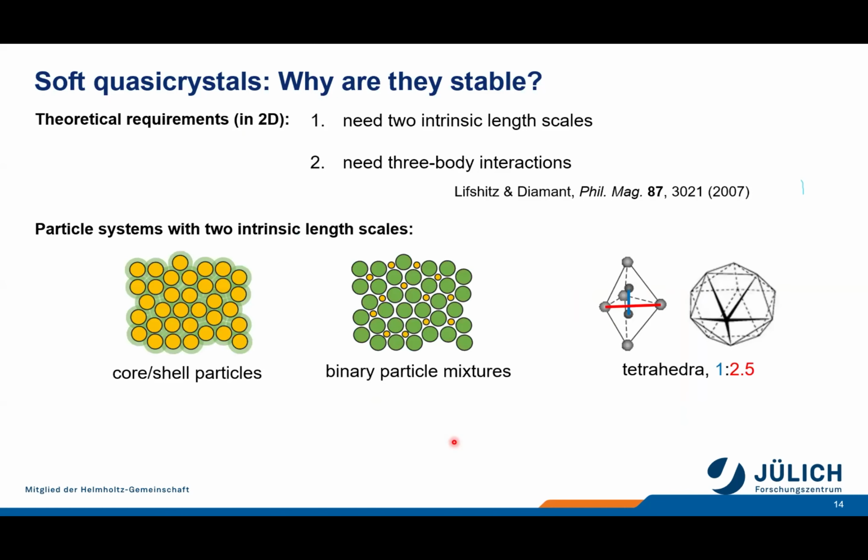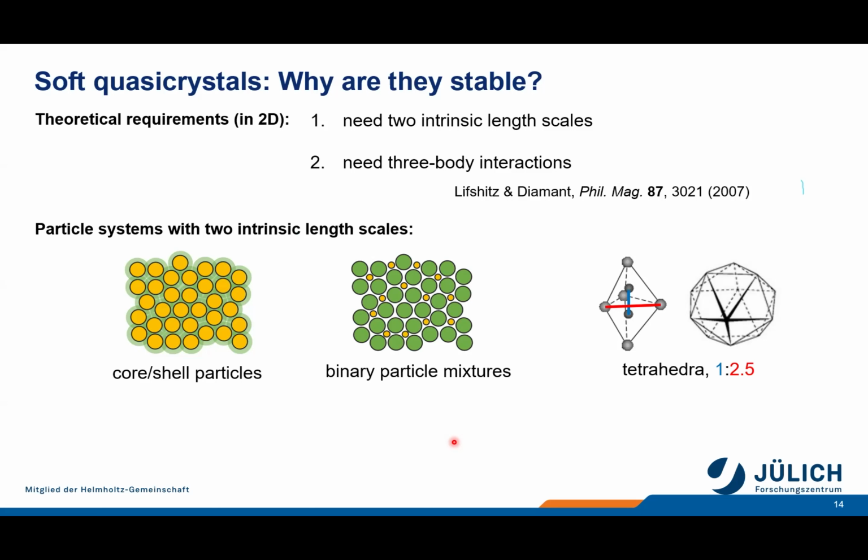So if one looks as a polymer scientist, what you could do is use core-shell particles, and this could be just simple block copolymer micelles with a micellar core and a polymer shell. And then the two intrinsic length scales would be the core and the shell diameter. And in principle, they could then form quasicrystals, probably depending on the length scale ratio. As a colloid scientist, you could also think of binary particle mixtures, could be nanoparticles or even colloids with two different sizes. And if the size and number ratio would be right, you could possibly form quasicrystals.